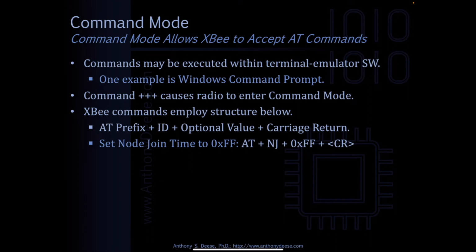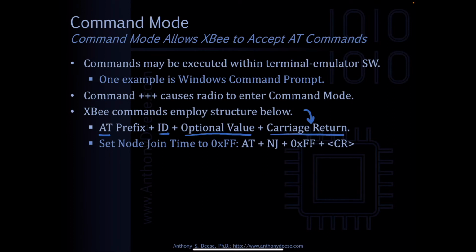Commands may be executed within the terminal emulator software. So in Windows, that would be the command prompt. And the command +++ is what actually causes the radio to enter the command mode. The XBee versions of the AT commands employ a structure like that shown below. They begin with the AT prefix calling attention to the command, the ID of the parameter to be accessed, whether that's to be retrieved or set, the optional value. So if we're setting a value, then we would obviously have to include the value to which it would be set, and then the carriage return, which marks the end of the command.